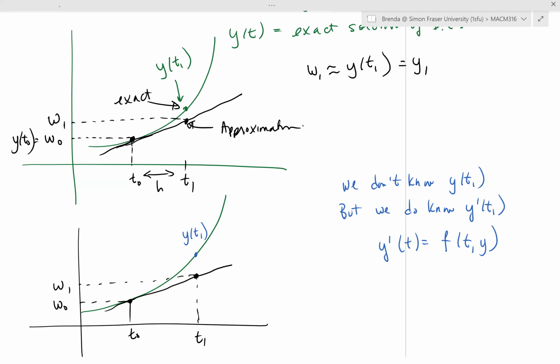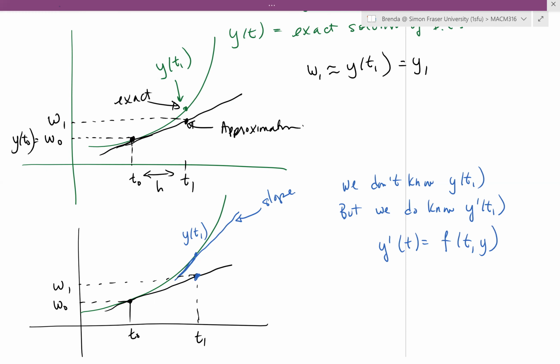So we're able to then get this slope right here. We don't, however, know where that is. We know this slope. So what we do is we make this line parallel, like that, and we go along and find T2. We're like, hey, this is our next estimate right here. That's W2.